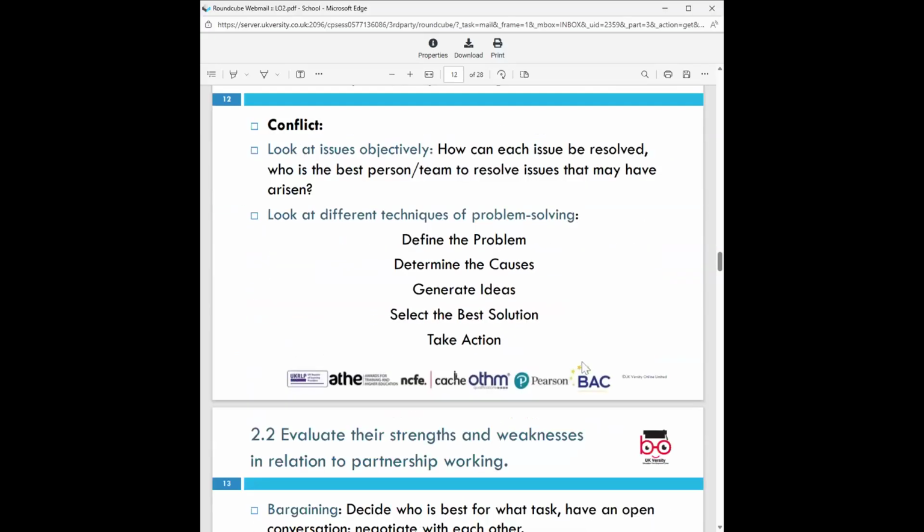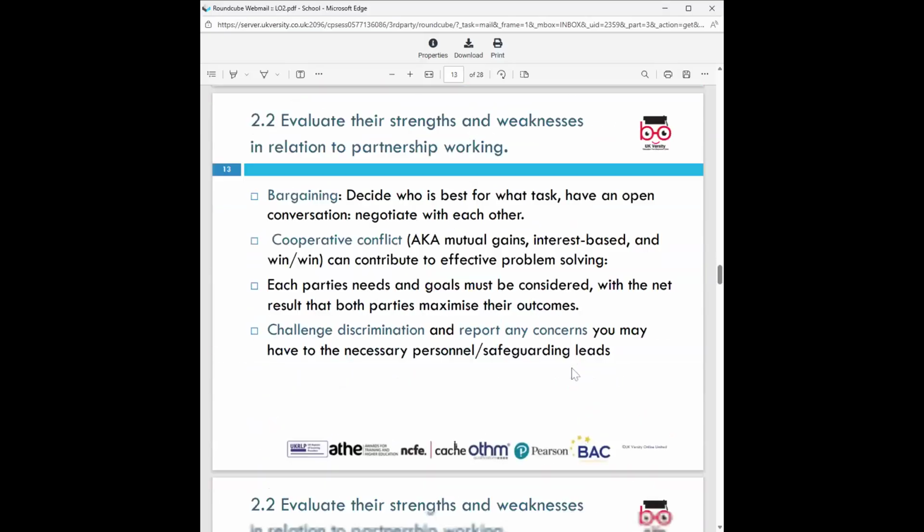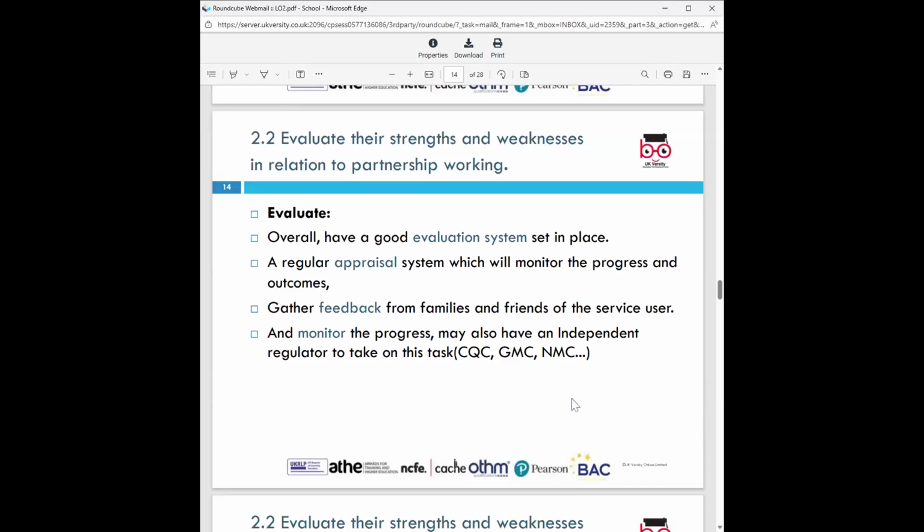Different techniques: define the problem, determine the causes, generate ideas, select the best solution and take action. Bargaining, so decide who is going to do what task and have open negotiation. Comparative conflicts, so make sure you contribute to effective problem solving, making sure each party knows what their goal is, and challenging any sort of discrimination as well.